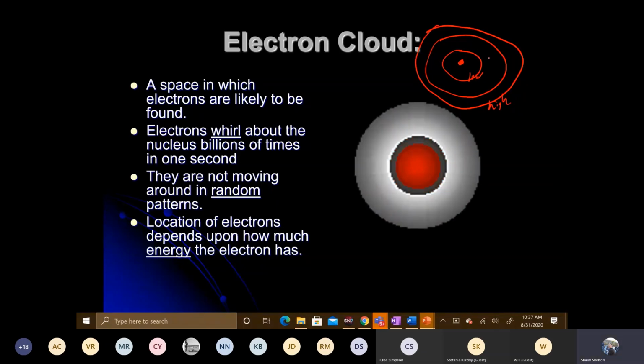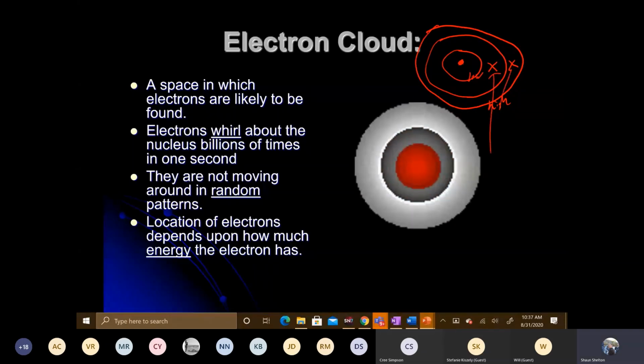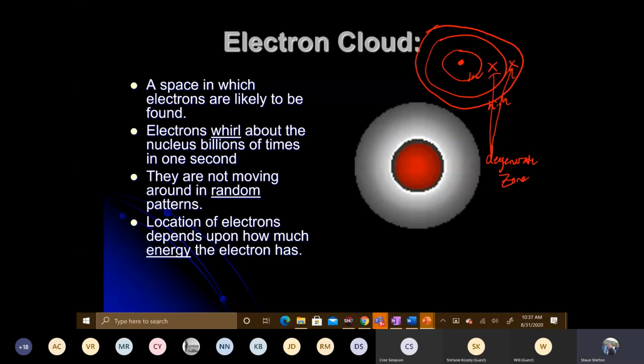Now the other detail is that the electrons will never be found in between the orbits. They will always be found on the orbits. This X right here is called the degenerate zone. Electrons will never be found in the degenerate zone.